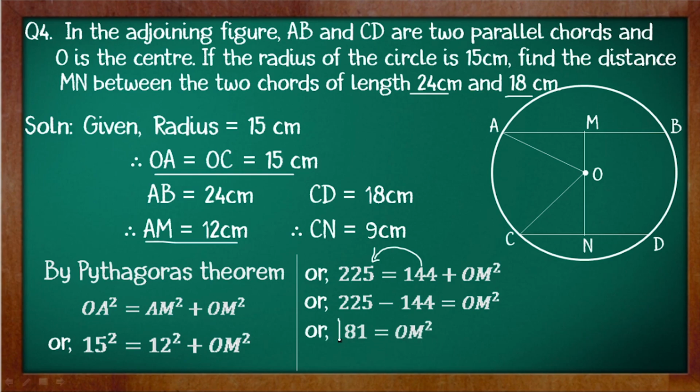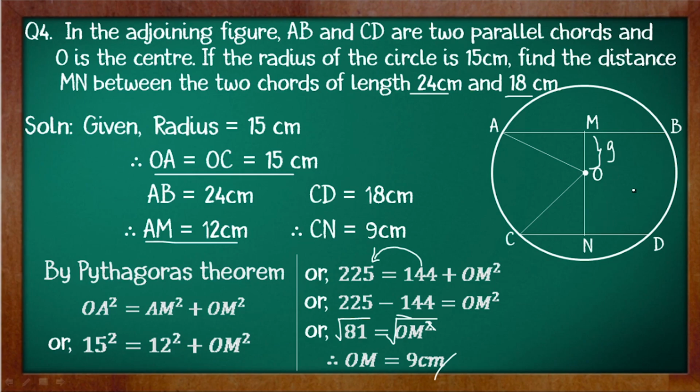So square rooting both the sides, we have something like this. This square and square root will get cancelled out. So square root of 81 is 9. So OM is equal to 9 centimeter. So this length here from O to M is 9 centimeter.